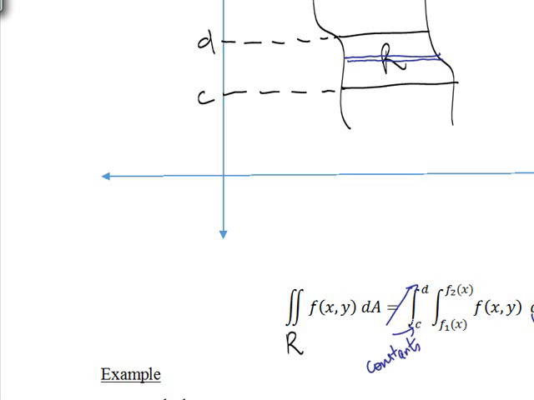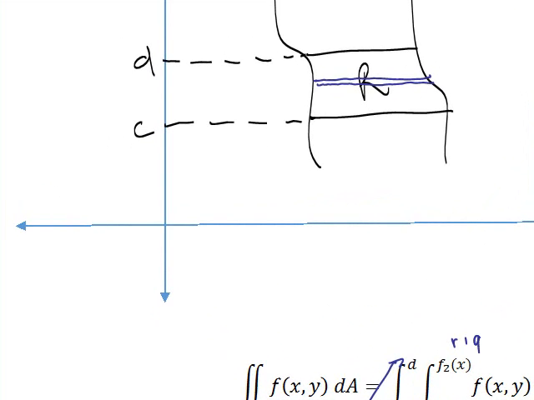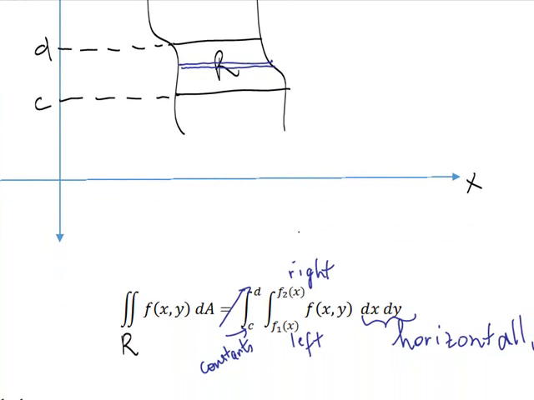For horizontally simple, look at the limits of integration for the other integral. We go from f1 to f2. That means we go from left to right. Left lower, right upper. Do not get confused with this. Don't confuse vertically simple and horizontally simple. That's a common error. If you have chosen horizontally simple, you must go left to right. If you have chosen vertically simple, you must go bottom to top. That's very, very important.